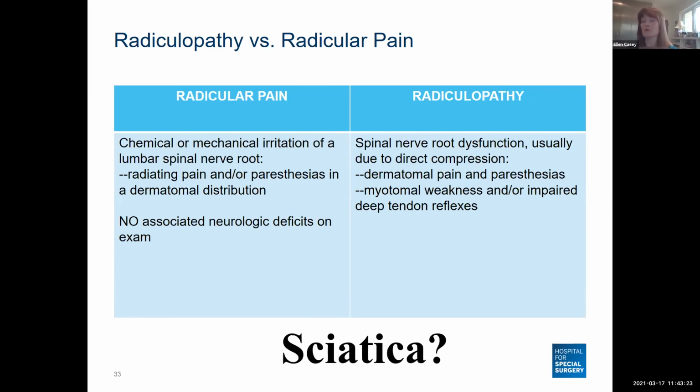And patients, of course, will use sciatica, which is fine from a lay term perspective, but it's not what it is, because we're talking about the spinal nerve roots. We're not talking about the sciatic nerve. That would be a sciatic mononeuropathy. So those are really different entities, and it's important to understand that.